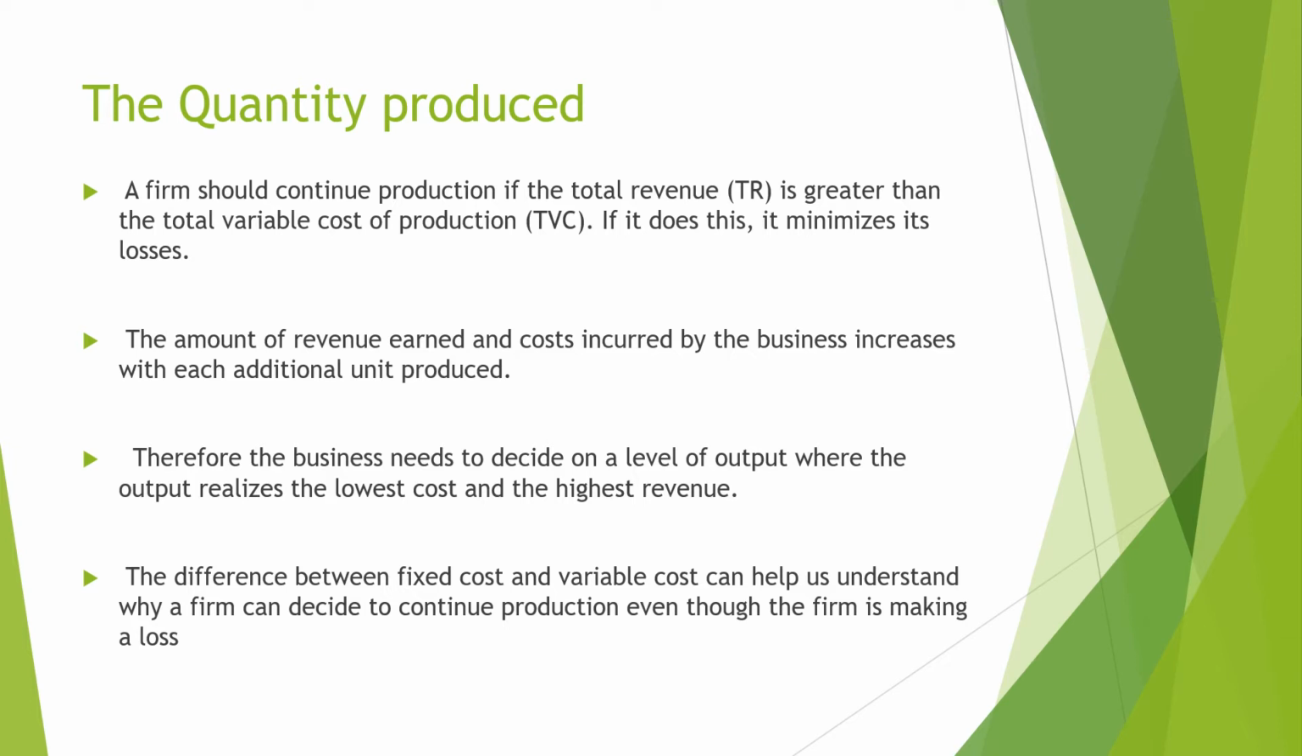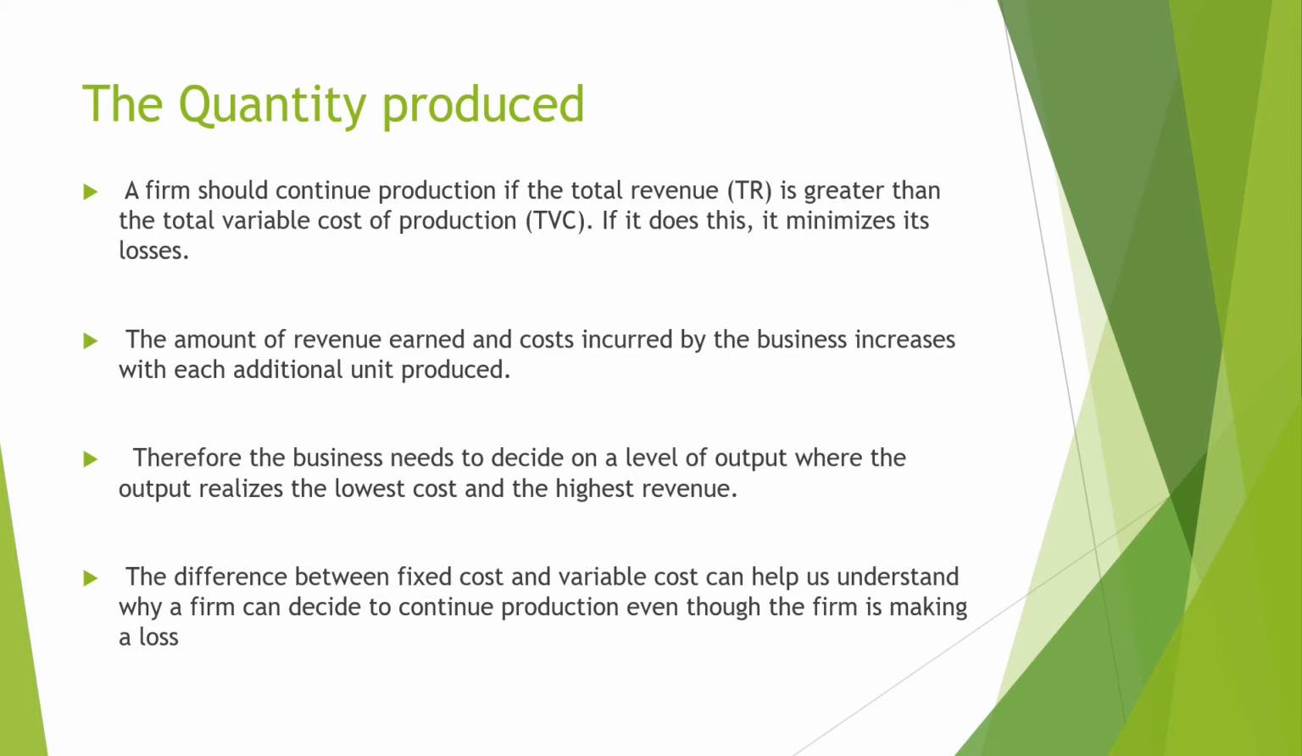Therefore, the business needs to decide on a level of output where the output realizes the lowest cost and the highest revenue. So in order to determine where our profit maximization point is, we will look at a point whereby we are having the lowest cost, however, receiving the highest revenue. The difference between fixed cost and variable cost can help us understand why a firm can decide to continue production even though the firm is making a loss.